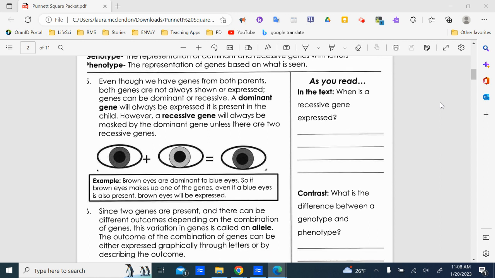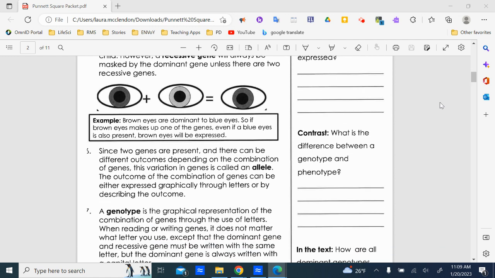5. Even though we have genes from both parents, both genes are not always shown or expressed. Genes can be dominant or recessive. A dominant gene will always be expressed if it is present in the child. However, a recessive gene will always be masked by the dominant gene unless there are two recessive genes. Example: brown eyes are dominant to blue eyes. So if brown eyes make up one of the genes, even if blue eyes is also present, brown eyes will be expressed.